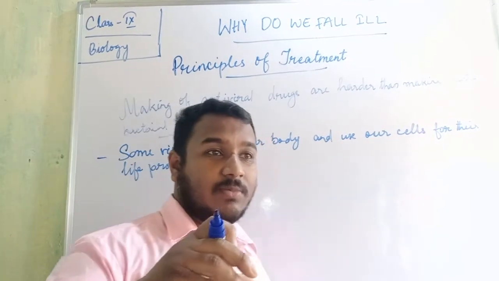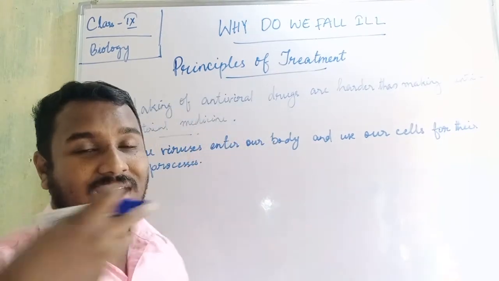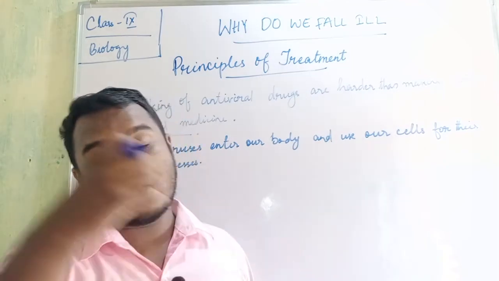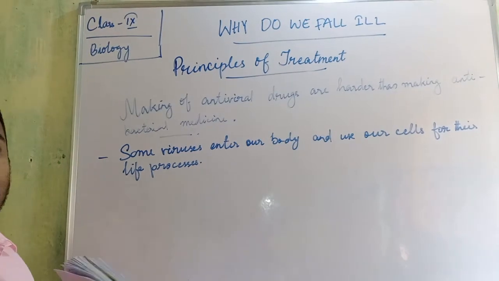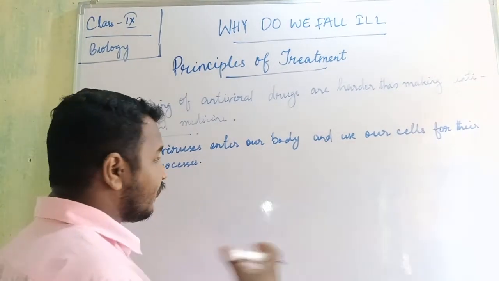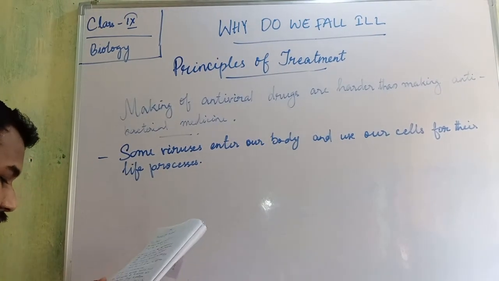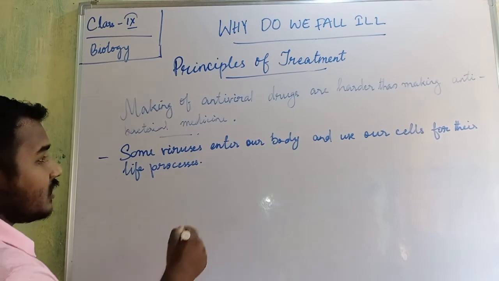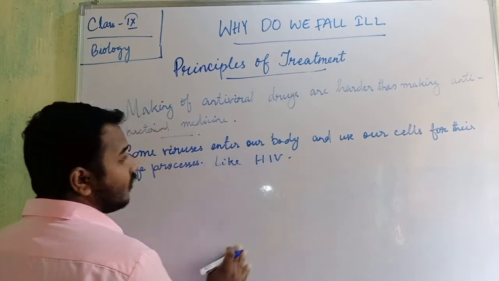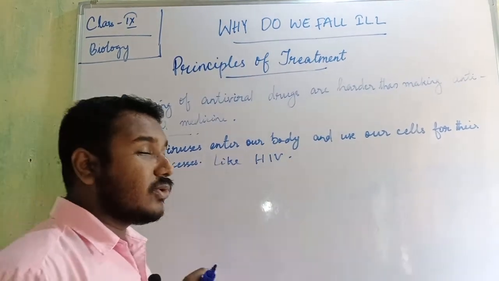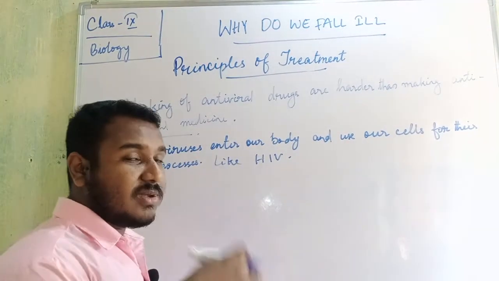If we hack one's computer, then whatever we want, that computer will do. If somebody hacks our phone, then our phone will work as he or she wants. The same thing, some viruses enter our body and our body cells behave like their own. This is seen in the case of HIV, the human immunodeficiency virus. This will enter our immune system, and the immune system will be destroyed.